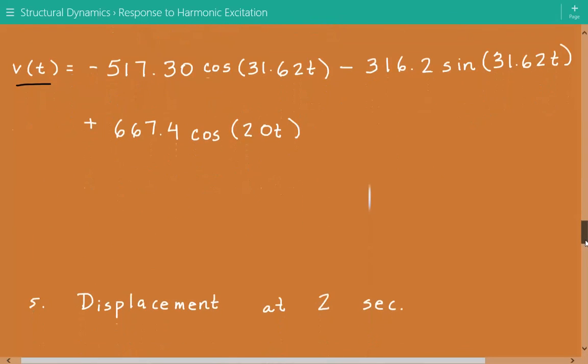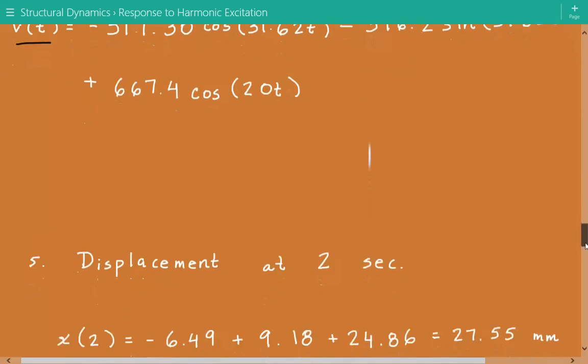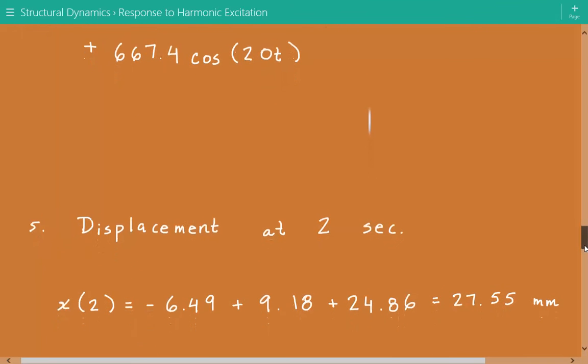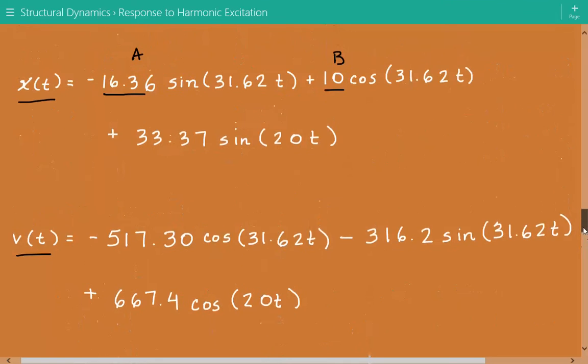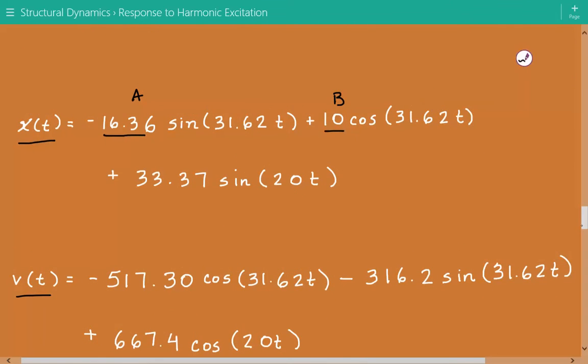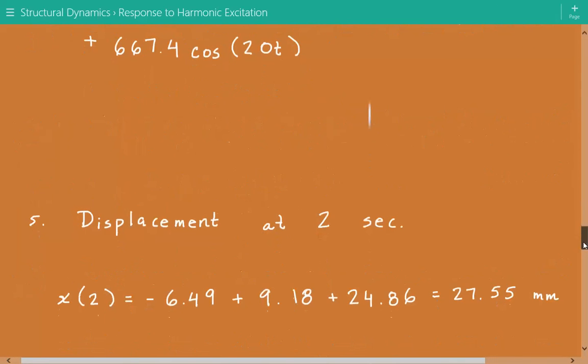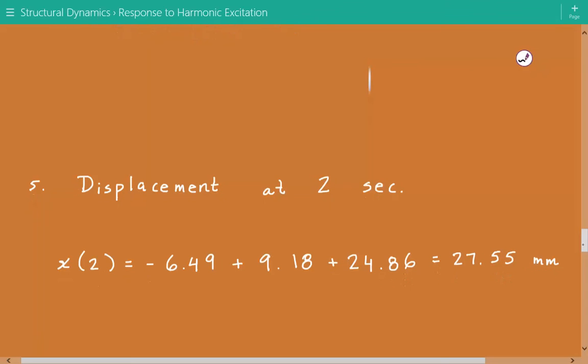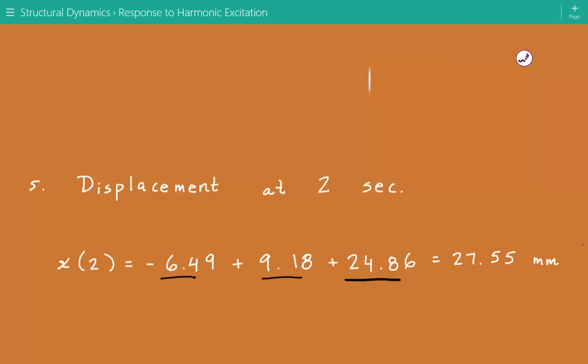So the problem asks us to find the displacement at t equals 2 seconds. So we plug in t equals 2 seconds into this displacement function here, and we find that the displacement is equal to, after I plugged in the numbers, negative 6.49 plus 9.18 plus 24.86. Those are based on the three terms in the displacement expression. And so the displacement at t equals 2 seconds is equal to 27.55 millimeters.